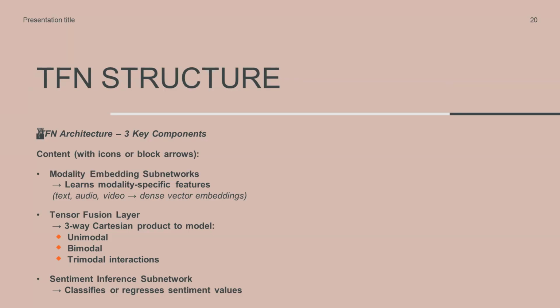Next is the tensor fusion layer. This is the core innovation of TFN. It applies a three-way Cartesian product across the embeddings of the three modalities to explicitly model unimodal interactions, bimodal interactions, and trimodal interactions. This way TFN doesn't miss any possible cross-modal dynamics. Finally, the sentiment inference subnetwork: the fused tensor representation is passed to this subnetwork, which either classifies the sentiment category or regresses a continuous sentiment score.